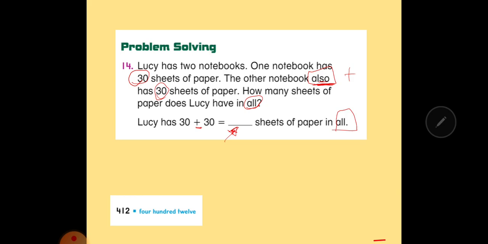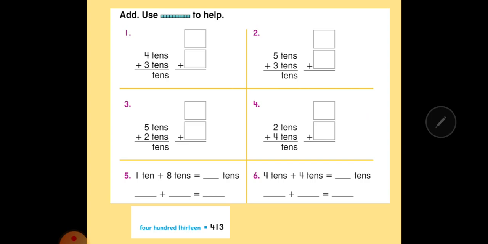Let's go to the next page. What comes after 412? 413. You see, I'm writing 400, then 13. It's the same. Can you add 4 plus 3 equals 7 tens? Now, if you write it as a number, you'll say 40 plus 30. Please do the rest by yourself. I will do the last two. 10 plus 80. It's like 1 ten and 8 tens together. They are 9 tens or 90.